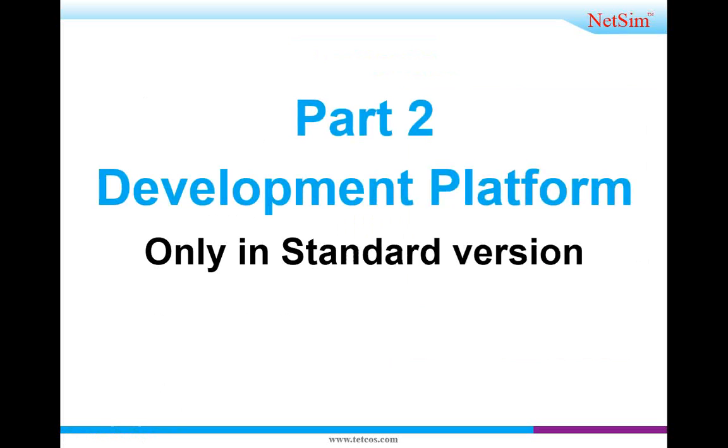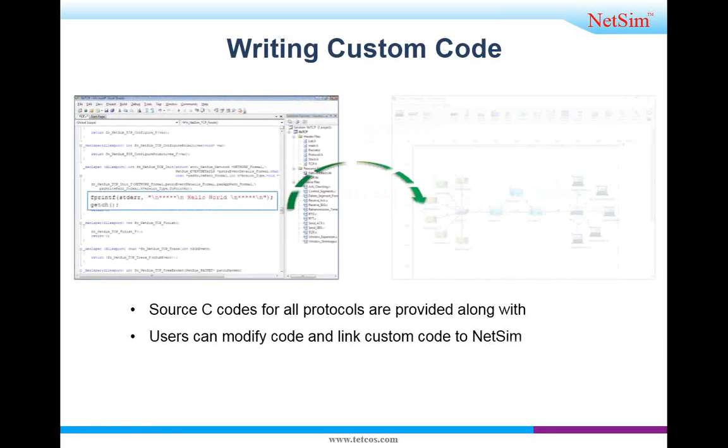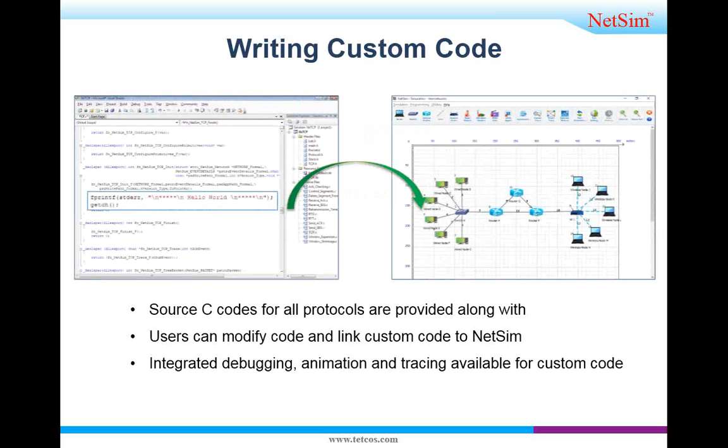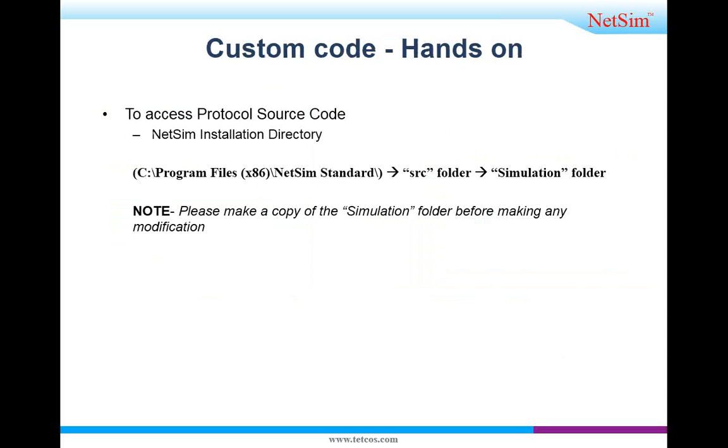Now part 2 is the development platform, in which we can develop our own protocol, or we can change something in an existing protocol. It is a feature which is available in the standard version only. You can see two screenshots, one in programming, one in the GUI. In programming, there is a code box where we have changed something, like printf hello world. So we have printed one command, hello world. After building it, it will link it through the GUI and show you the result that you have changed in the DLL. I'll show you how to do it.